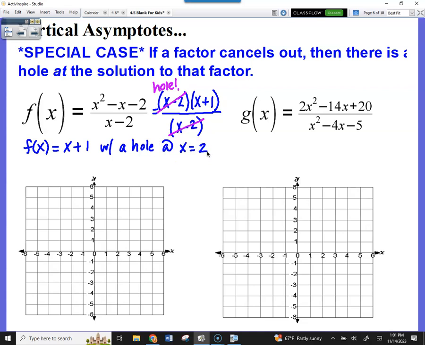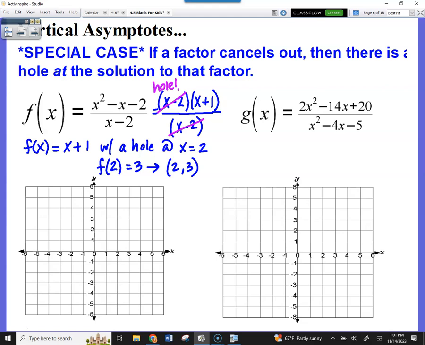How do you get the y value of the hole? You're going to plug the 2 into what was left. And we get 3. So the hole is at (2, 3). Now that's a lot to take in, but it's nothing new. We've talked about a hole in the graph before. We just never graphed them.